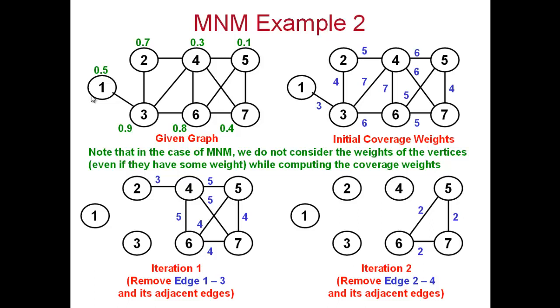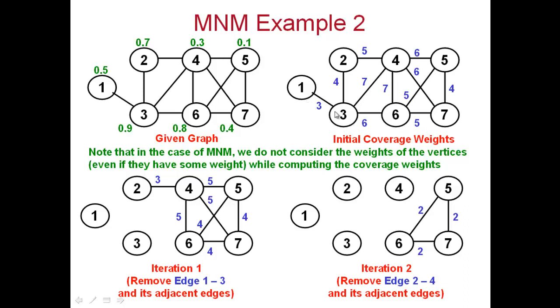Let us continue, similar to the previous example. We'll find the coverage weights of the edges based on the node degree. The coverage weight of, say, 2, 3 is the degree of 2 plus the degree of 3 minus 2. The degree of 2 is 2 plus the degree of 3 is 4, minus 2. So 2 plus 4 minus 2 is 4. That's the coverage weight of edge 2, 3. Similarly, find the coverage weights of all edges out there, and the minimum among them is 3.